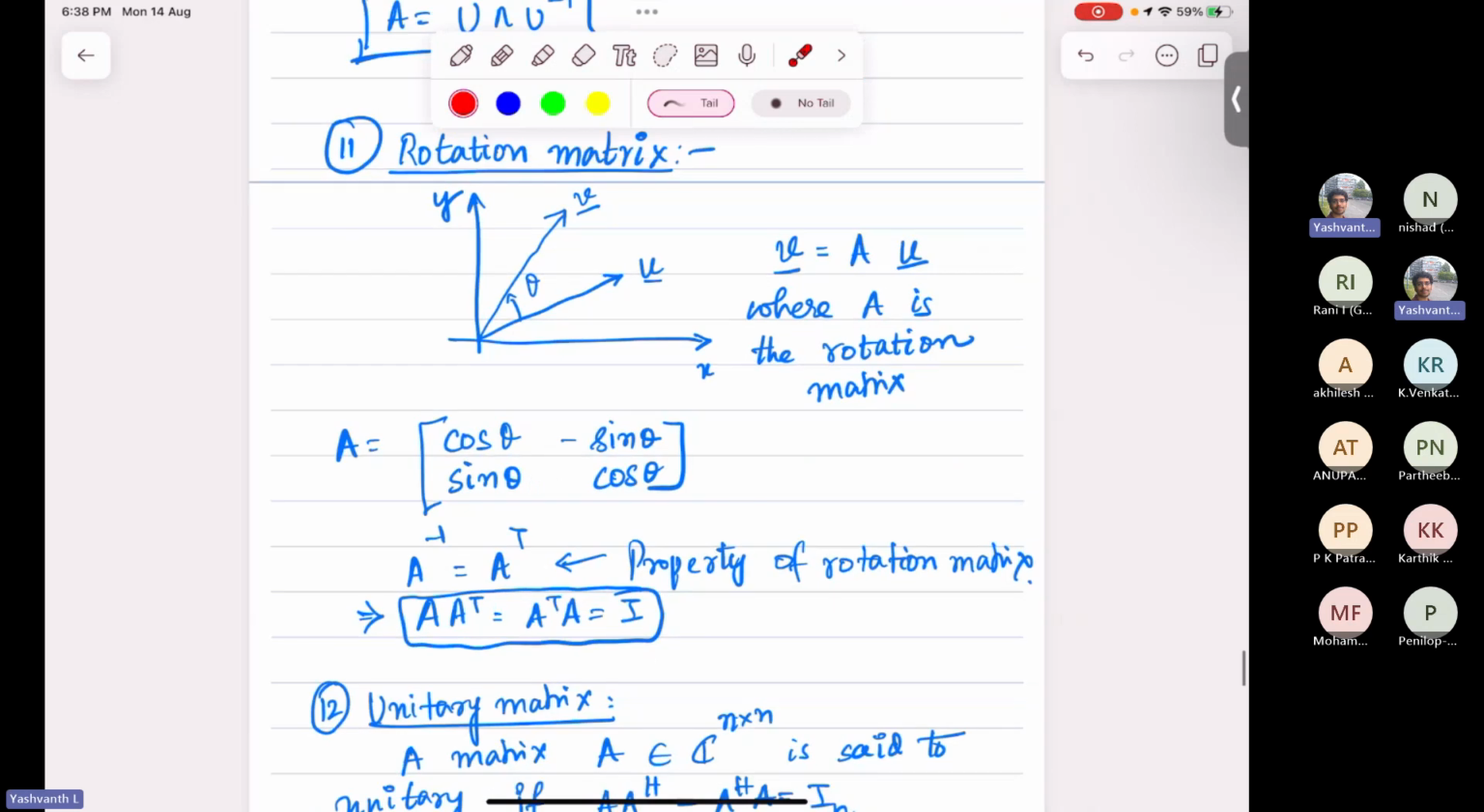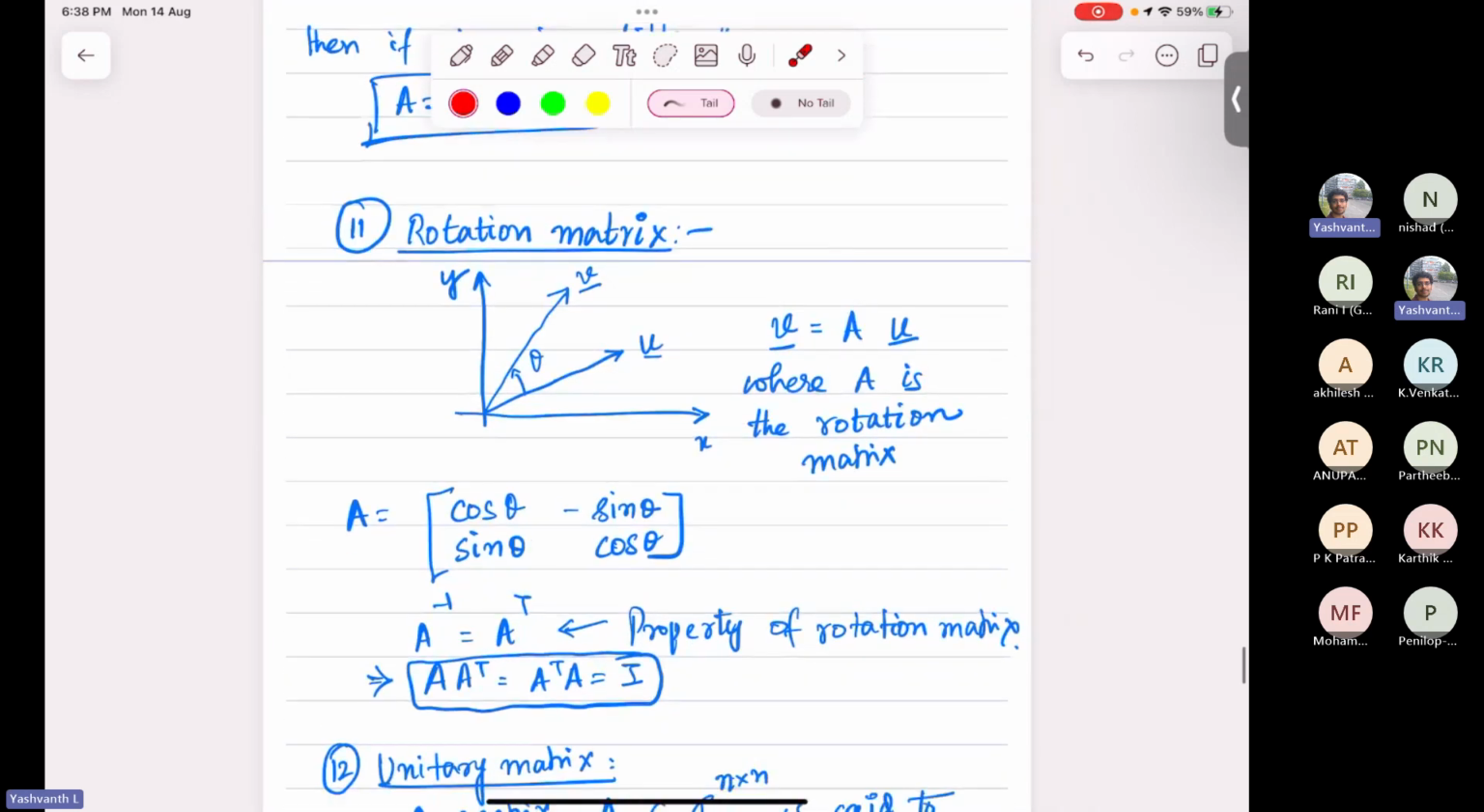An example of a rotation matrix which the professor had given: if I have a vector U, and I want to rotate this vector by theta in the anti-clockwise direction and get the vector V, then V can be written as A times U, where A is given by this matrix. It's a linear transformation. Okay?